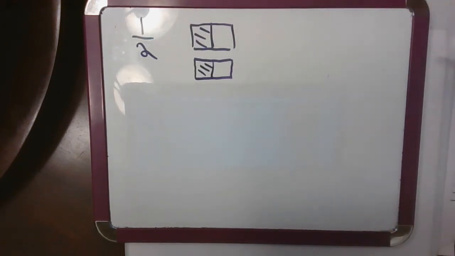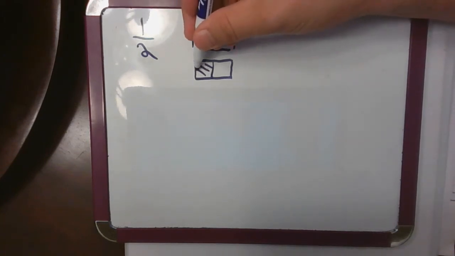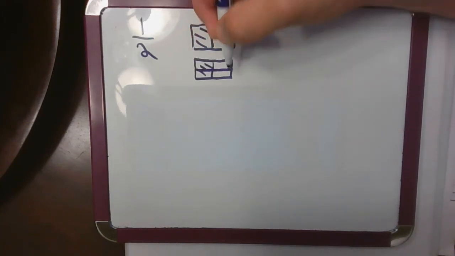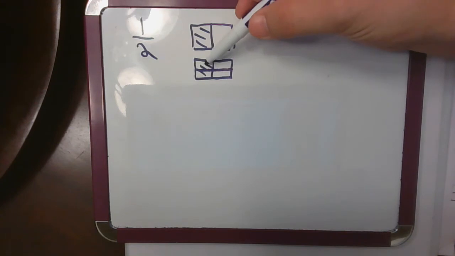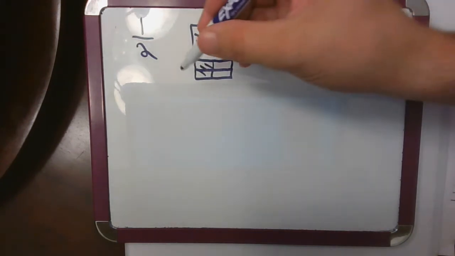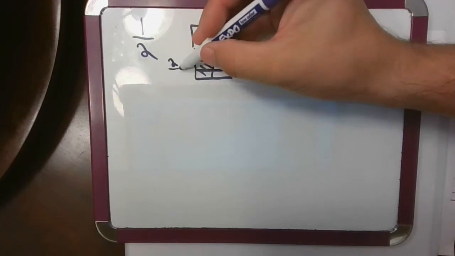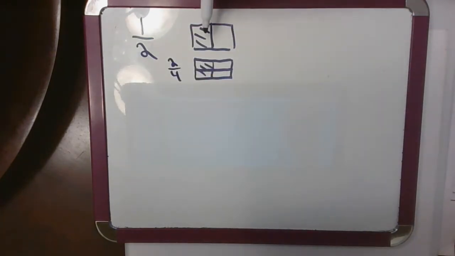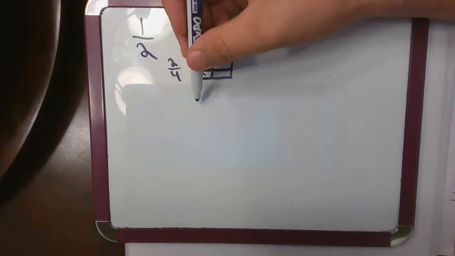All right, so there's my 1/2 again, but this time I'll cut it like this. Now, seeing it, I've got 2 out of 4 pieces that are shaded in. So 2/4 would be my equivalent fraction right there. Notice it's still the same amount shaded in as before. This piece right here is equal to this piece right here. It's just more pieces now than there was before. And I could do that as many times as I want to.